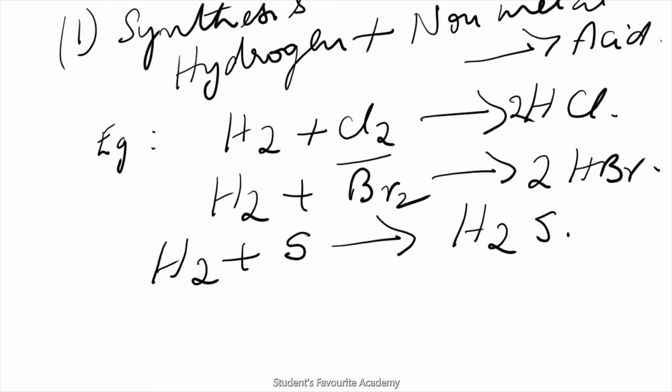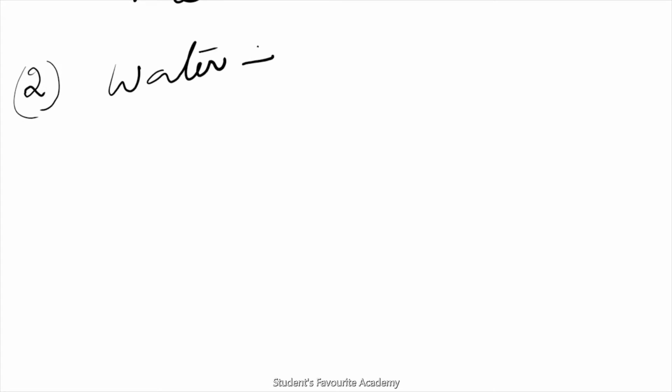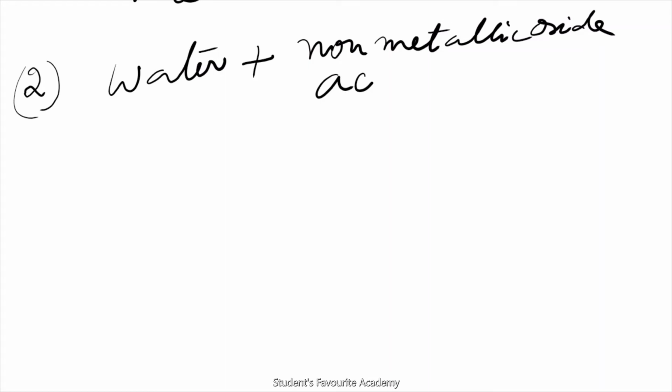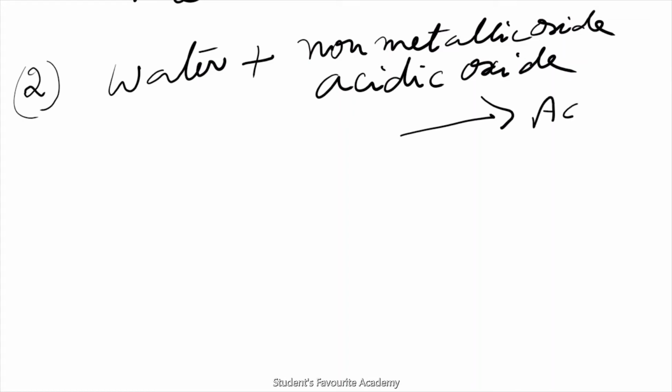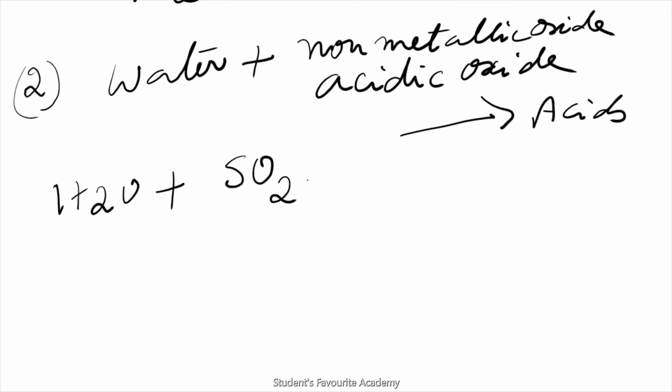Okay, then we have the second method of preparation. First one is synthesis, direct combination. Then the second method is by action of water on non-metallic oxides. Water plus non-metallic oxide. They are also known as acidic oxide because they produce acids. Okay. So water, that is H2O, plus non-metallic oxide like sulfur dioxide gives sulfurous acid.